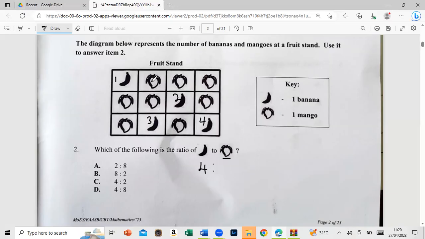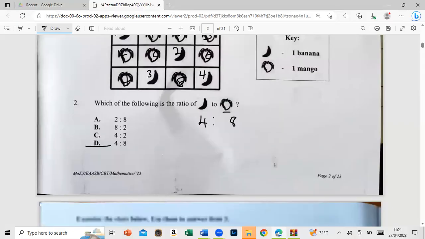How many are these? Mangoes. 1, 2, 3, 4, 5, 6, 7, 8. So it's 4 to 8. So that would be D. Very easy question compared to last year.